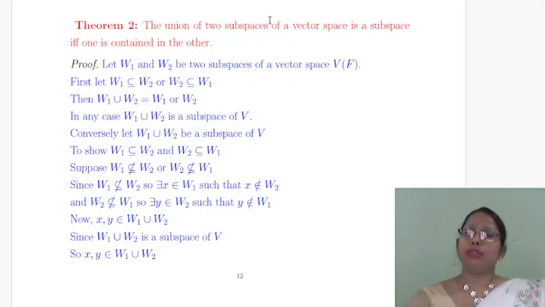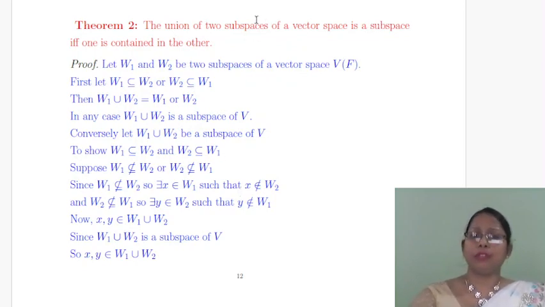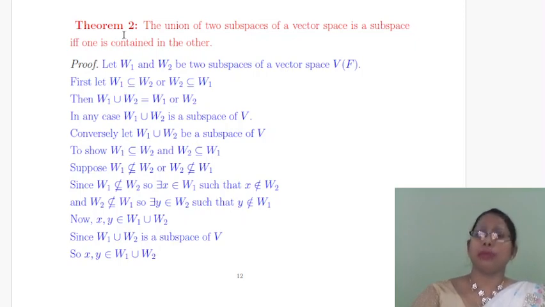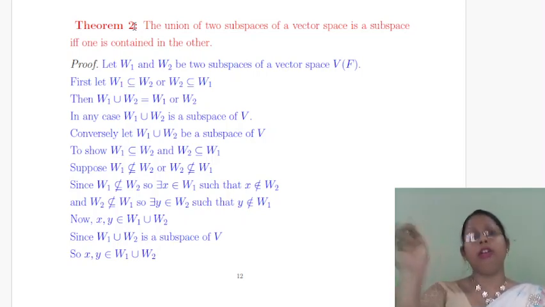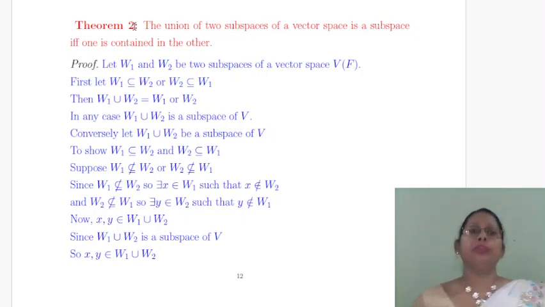Next is: union of two subspaces of a vector space is a subspace if and only if one is contained in the other. In the last theorem, we have seen that intersection of two subspaces is again a subspace, but union is not necessarily a subspace. Here in this theorem we are going to prove that union of two subspaces is a subspace if and only if one is contained in the other or the other is contained in one. For that we consider W1, W2 be two subspaces of a vector space V(F).